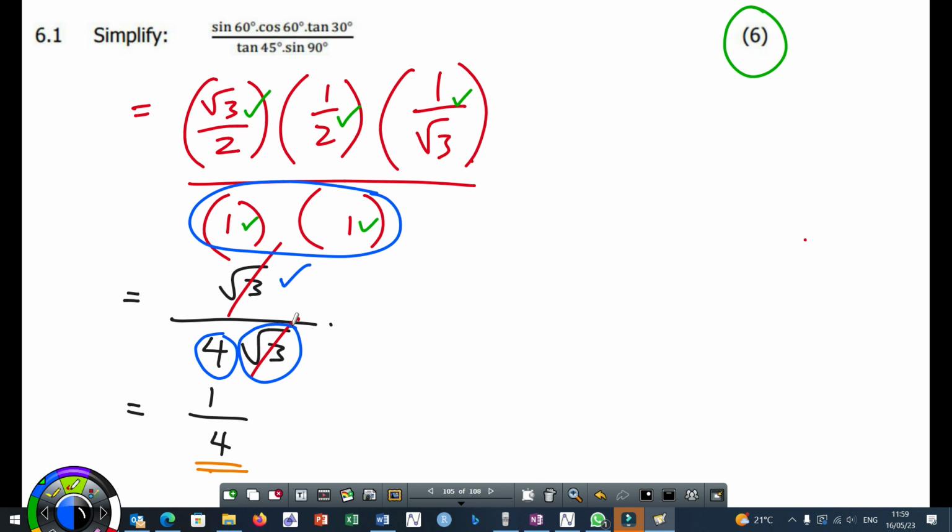What happened to the LCD, sir? There is no need to find the LCD because there is no addition or subtraction. You only find the LCD if there is addition or subtraction of terms. Here we have got multiplication.